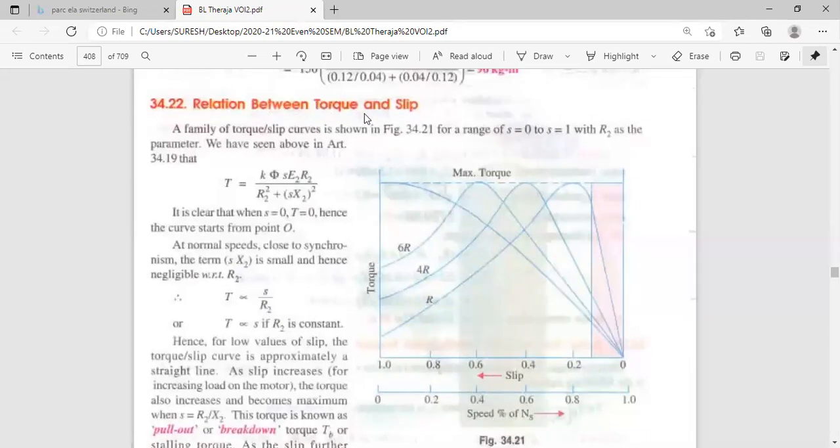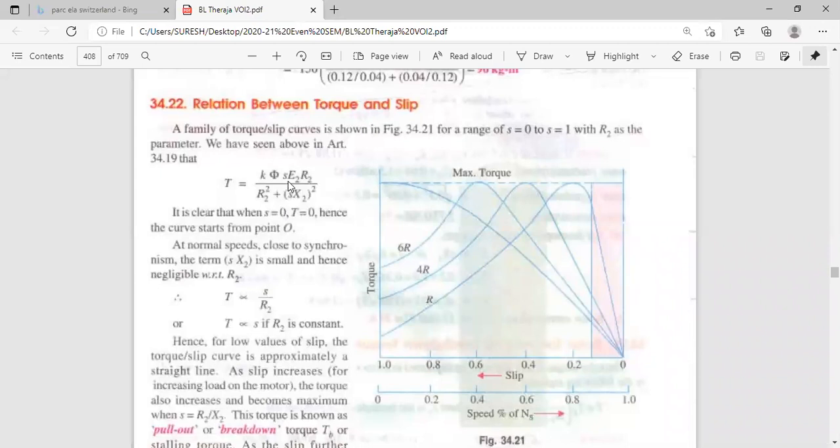This one: relation between torque and slip. In exam, they'll ask for 5 marks: draw the torque slip characteristics. In the next class, I will discuss this. How we got this? From the formula we have discussed.